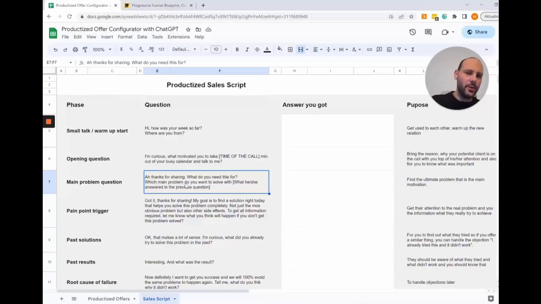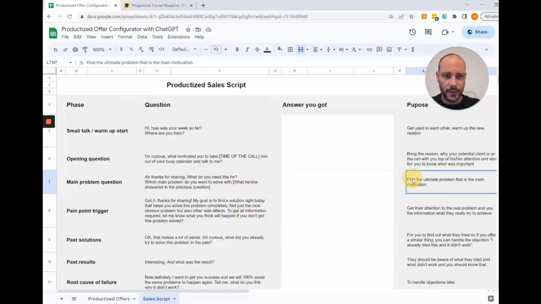And it's better to repeat what they said in the previous answer. For example, when they say, I just saw your content that you built, I don't know, websites or social media content, right? Then you say, which main problem do you want to solve with your new website or with social media content, right? So you want to know what's the motivation of that gets them a little bit higher in this pyramid. And you also understand what they really want to achieve. Okay, that's what I wrote here.